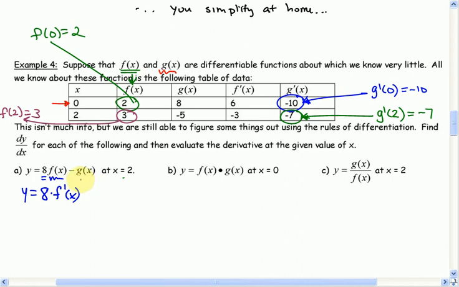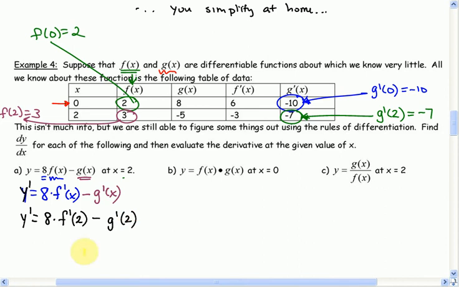What's the derivative of g of x then? G prime of x. Yep. Good. Now, here's where Vincent says, hey, Mr. Lee, don't we plug in the numbers? Yes, we do. So what are we looking for here? We're looking for the derivative, and by the way, this should be y prime. We're looking for the derivative at what value of x? 2. So that means wherever you see x, I want you to replace it with 2. So that means I want 8 times f prime of 2 minus g prime of 2.